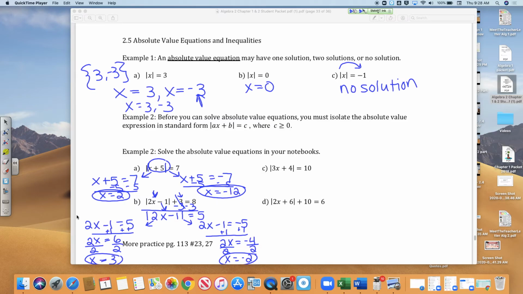Now let me try negative 2. I'm going to put negative 2 in here for x. 2 times negative 2 is negative 4. Negative 4 minus 1 is negative 5. The absolute value of negative 5 is 5, and 5 plus 3 equals 8. So we're good to go.